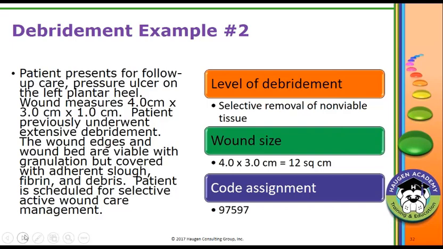Now, does this look like your documentation? If this doesn't look like your documentation, then you might have a problem, and you probably are going to need to work with your physician. I realize this is a lot of description, but this is what is going to make it possible for us to code our selective removal of our non-viable tissue. This happens to be a 12 square centimeter wound, and the code assignment is 97597.